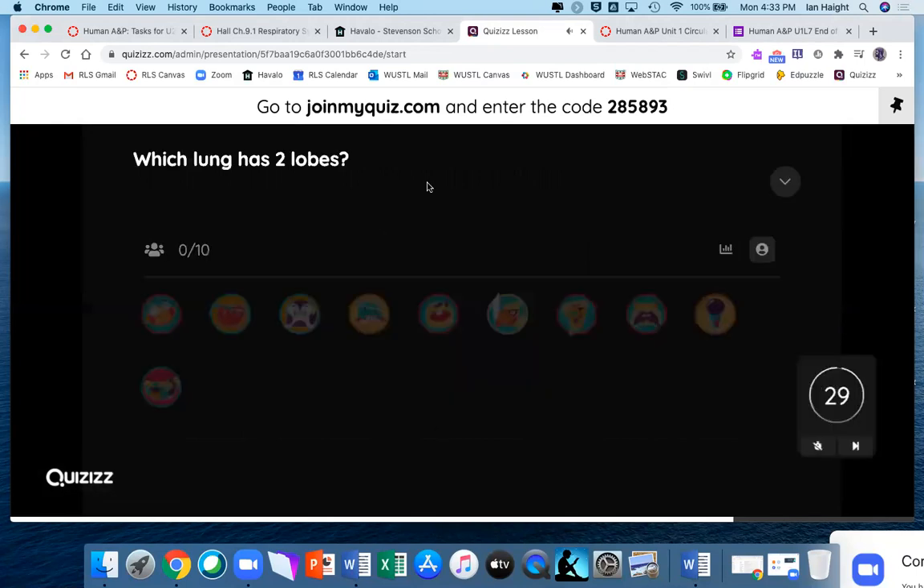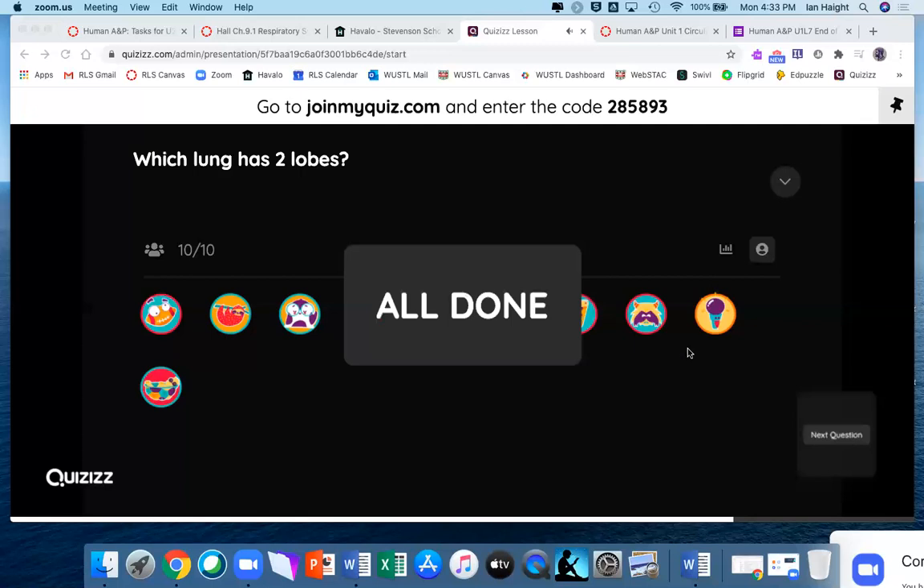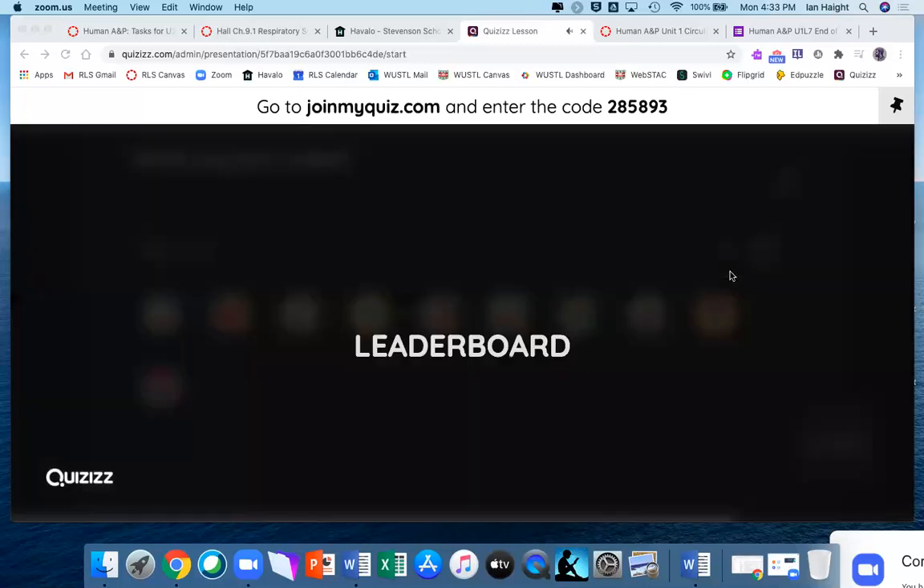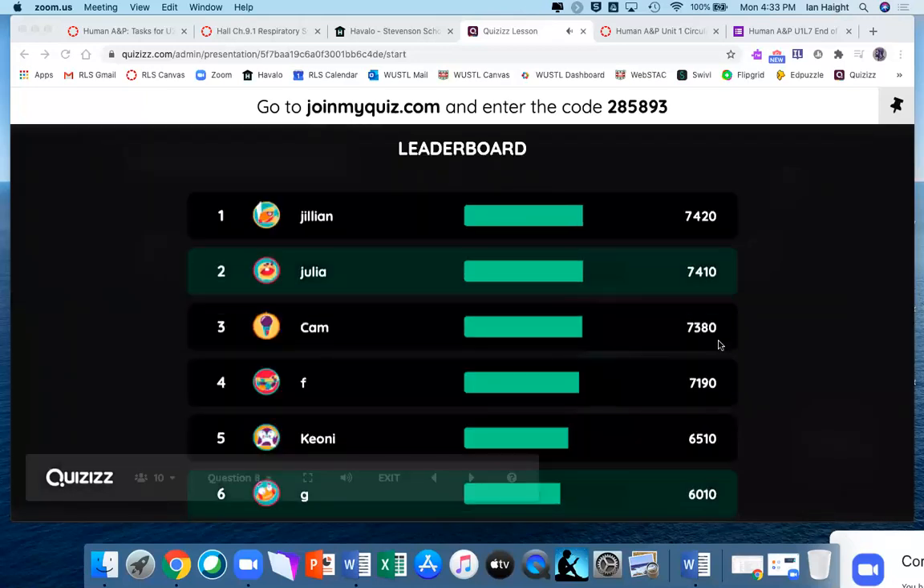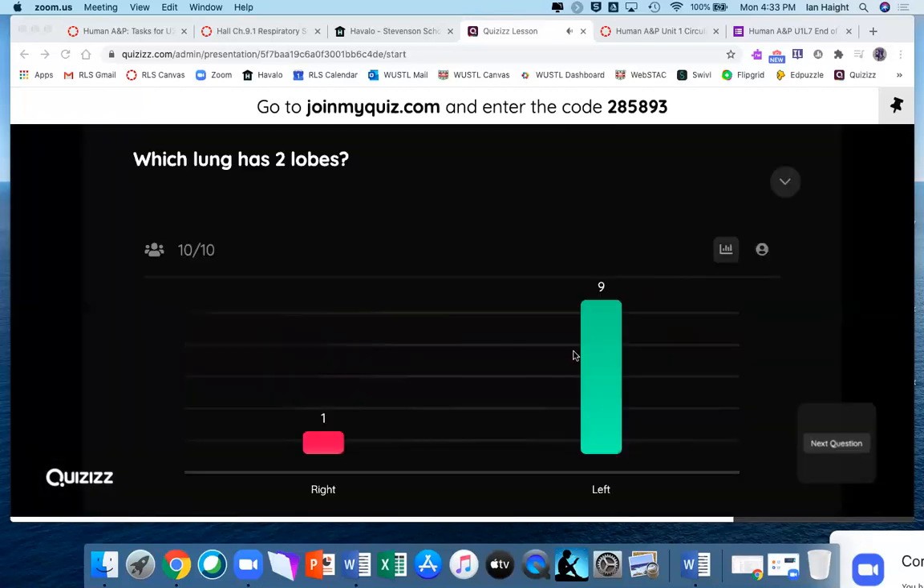Which lung has two lobes? Julia back in second. Very good, it is the left lung, and it has to do with the anatomy of the way the diaphragm is shaped and the way the other organs are. There's limited space for both the lungs, but yeah, there's three on the right and two on the left.